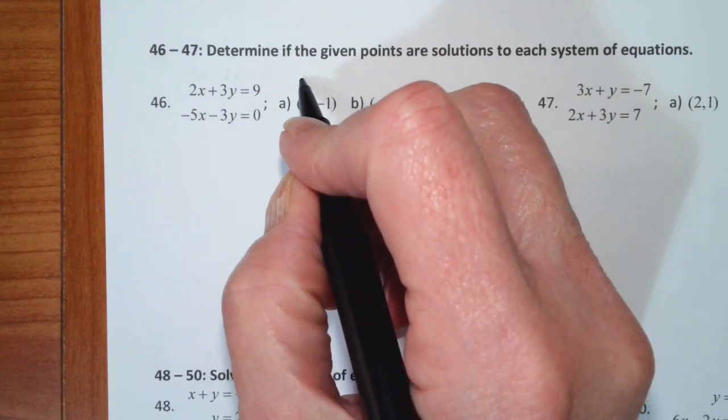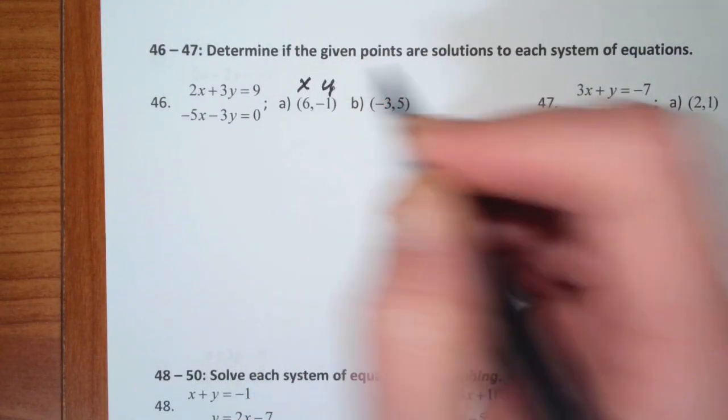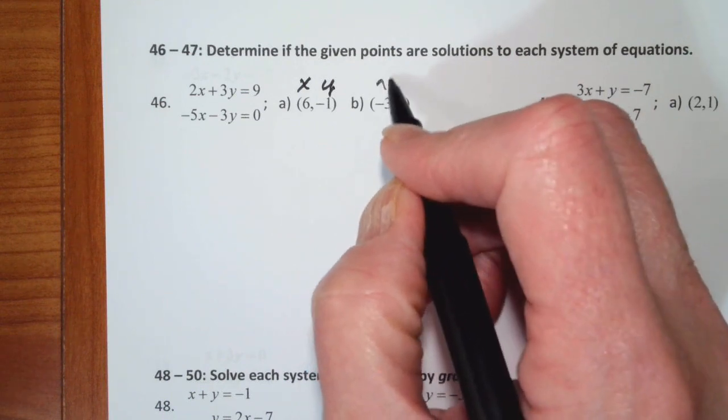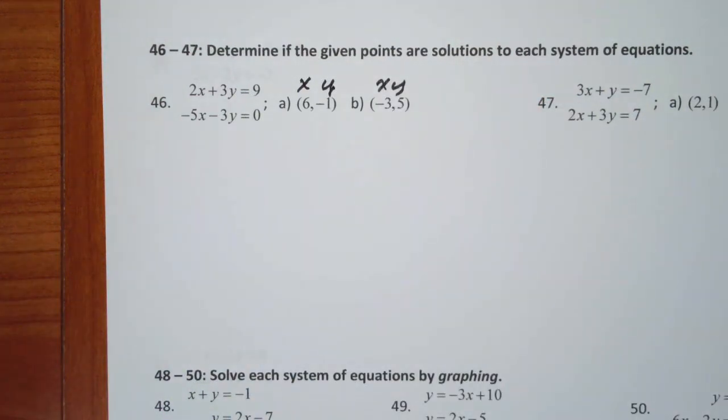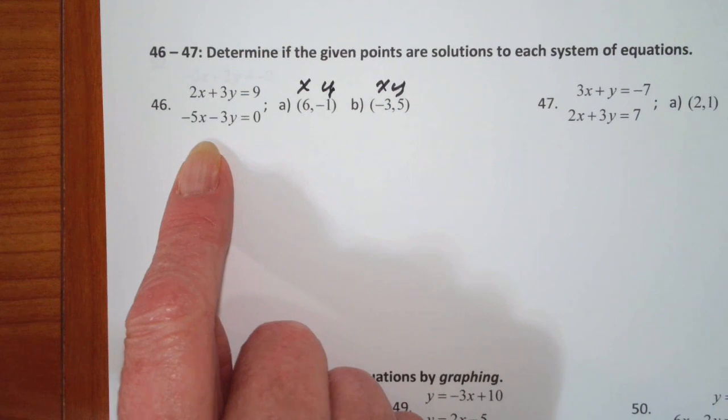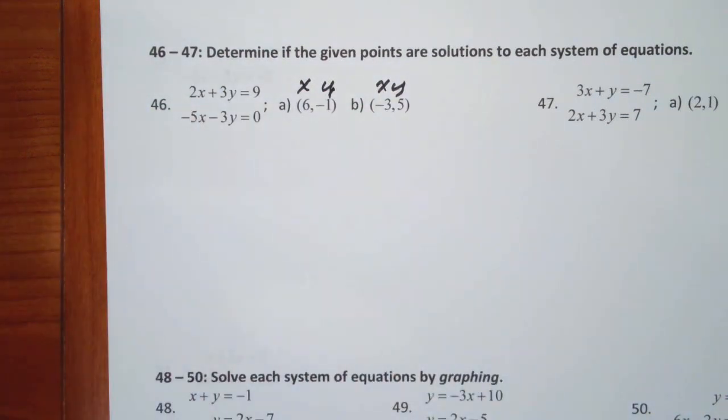this for x and this for y. And I've given 2 here, so I'm going to have to do it actually 4 times. I'm going to have to check this point in both equations, and I'm going to have to check this point in both equations.